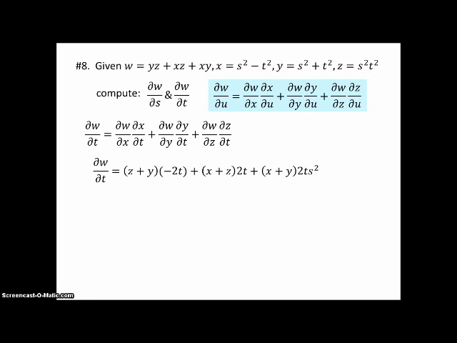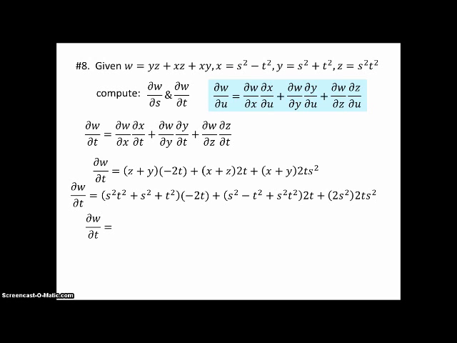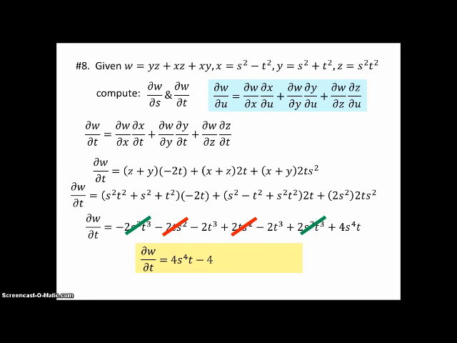And then in the last one, z equals s squared t squared. This time, s squared is our constant, and we take the derivative of t squared, which is 2t. And then again, we replace our x, y, and z with their s and t equivalents. We distribute. Algebra, algebra, algebra. A couple things cancel again. A couple other things cancel. This is nicer than the last one. And then we collect our negative 2t cubed to make them negative 4t cubed. And if you wish, you can factor your result.